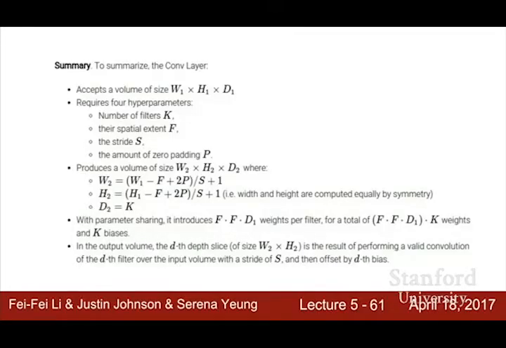Okay, and so here's just a summary of the convolutional layer that you can read a little bit more carefully later on. We have our input volume of a certain dimension. We have our filters, where we have the number of filters, the filter size, the stride, and the amount of zero padding. You can use all of these, going through the computations that we talked about earlier, to find out what your output volume is going to be and how many total parameters you have.